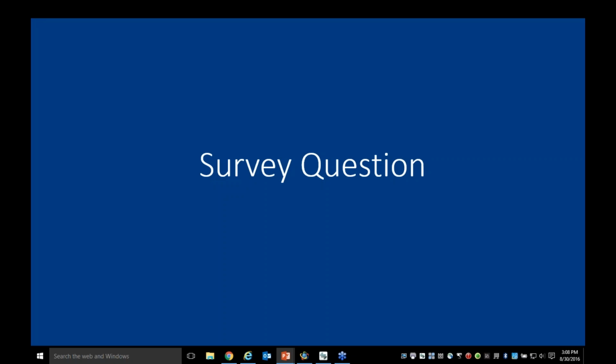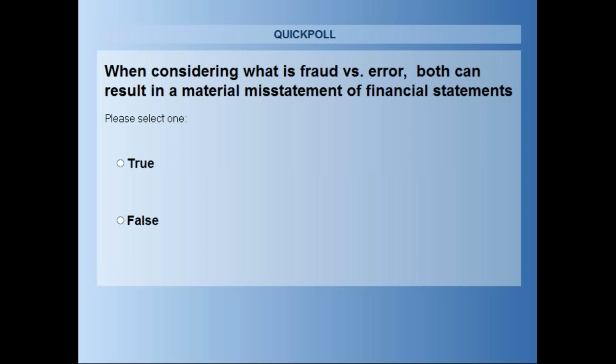So at this point, I think we're ready for our first survey question. Thank you, Mark. As you can see on your screen, our first poll is up. The question is, when considering what is fraud versus error, both can result in a material misstatement of financial statements, true or false? Just a reminder, you need to answer all three of the polls in order to receive CPE credit for this webcast. So we've got about 75% of you, so I'll give you a few more seconds to respond. And we'll get back to the content.